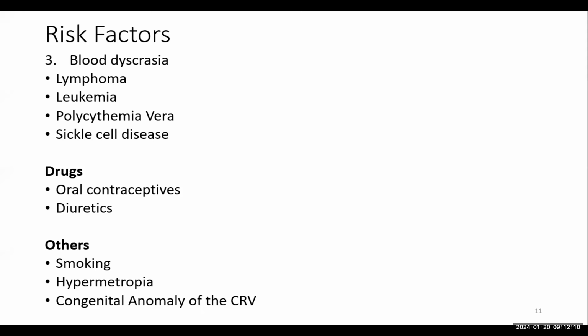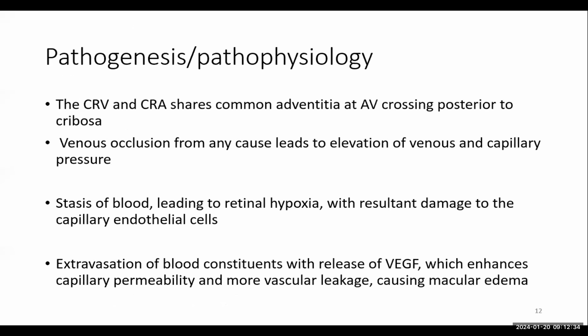Also implicated are drugs like oral contraceptive medication and diuretics. Smoking is also an identified risk factor, because smoking is a predisposition to atherosclerosis and even hypertension. Hypermetropia is also an identified risk factor, and congenital anomaly of the central retinal vein is also an identified risk factor.